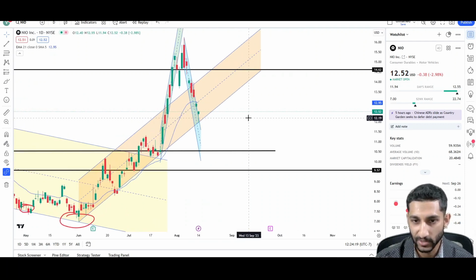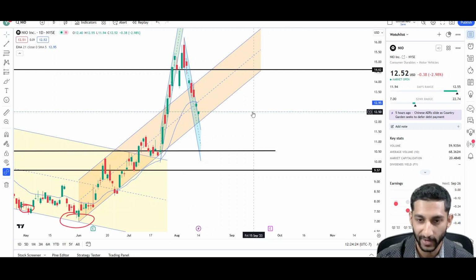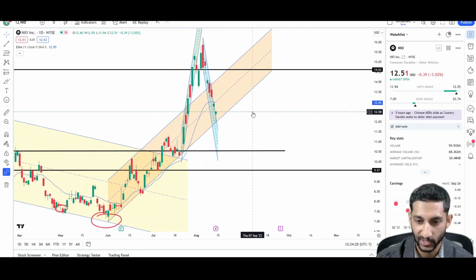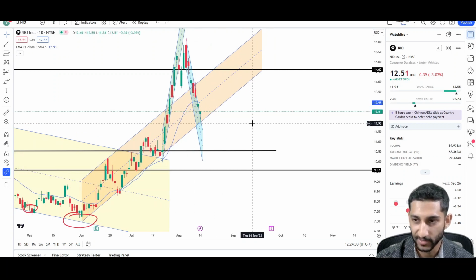So let's take a look at NIO. NIO is at the 12.52 level currently. The market's still open, but we have about half an hour left before it closes, so not really much is going to change. There's really not a strong news event coming out either. So I'm just going to do it right now.